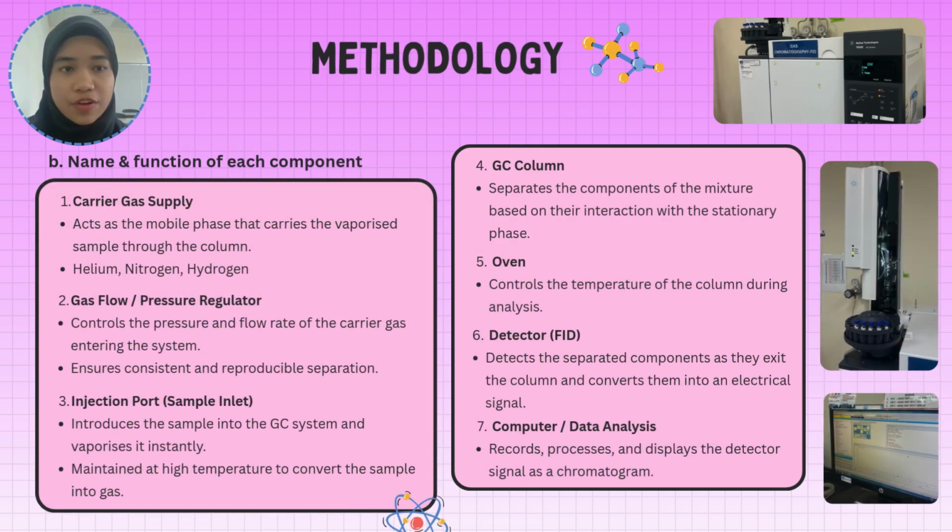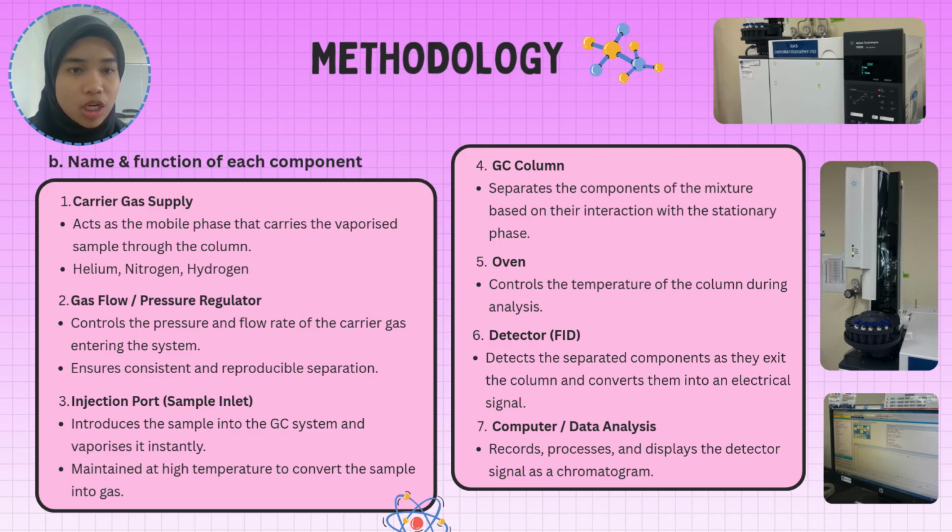Moving on, we look at the name and function of each component of the gas chromatograph. First, the carrier gas supply functions as the mobile phase, transporting the vaporized analytes through the column. Commonly used carrier gases include helium, nitrogen, and hydrogen. Second, the gas flow or pressure regulator controls the pressure and flow rate of the carrier gas entering the system. Precise regulation is essential to ensure consistent retention times and reproducible results. Third, the injection port, also known as the sample inlet, is used to introduce the sample into the GC system. It is maintained at an elevated temperature to ensure rapid vaporization of the sample.